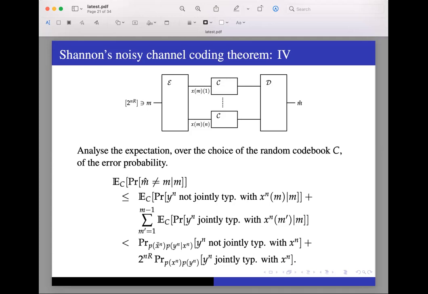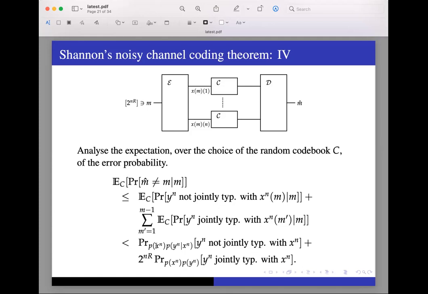But what is this? This is the joint probability distribution on the string xn, yn. And now I'm asking, what is the probability that xn is not jointly typical with yn under this joint probability distribution? That is precisely the value of the first term captured here.